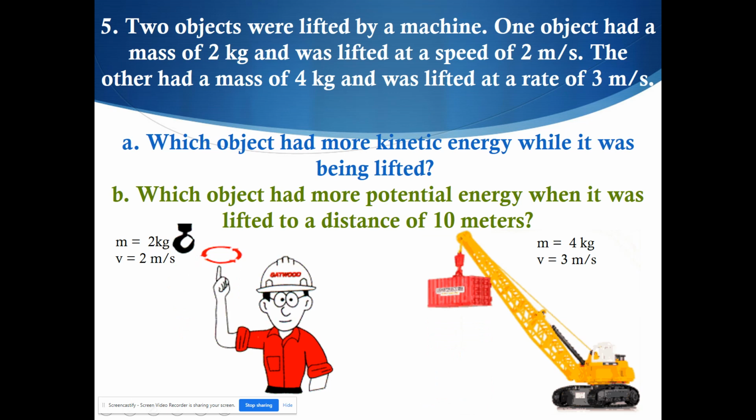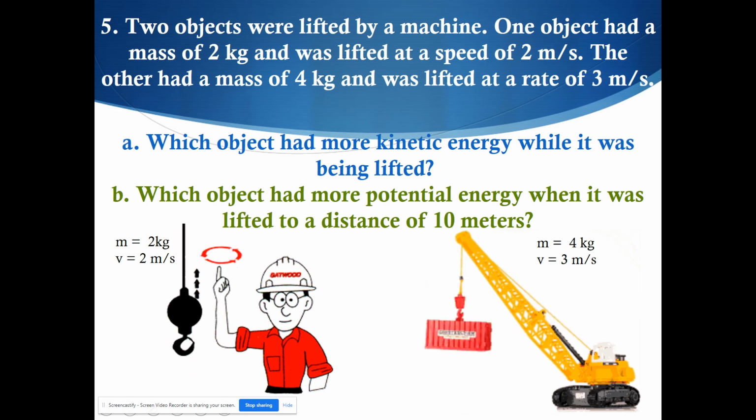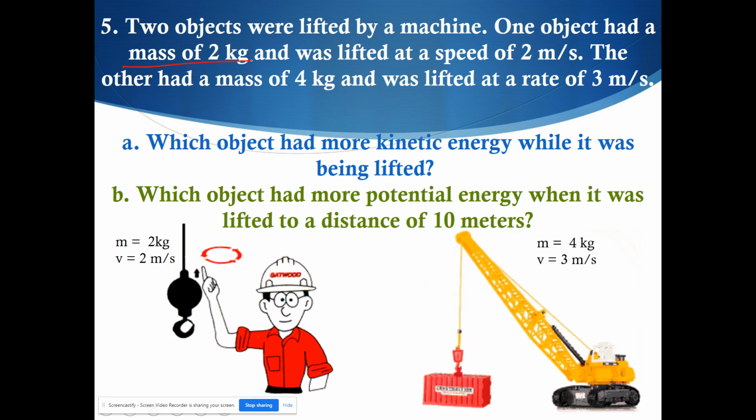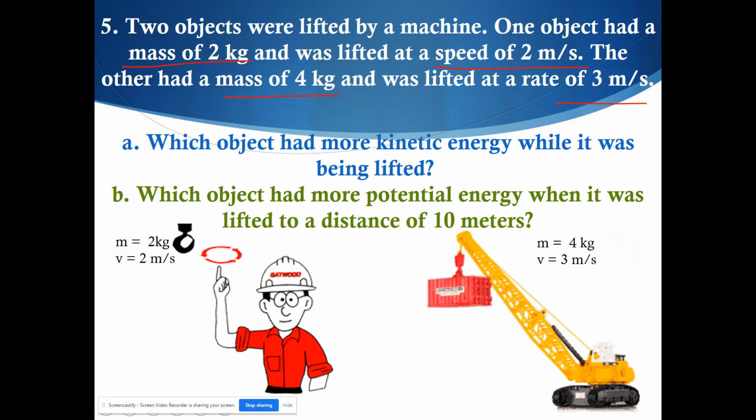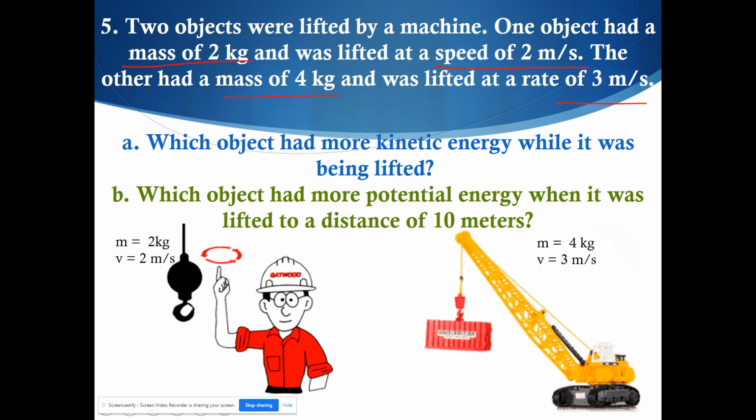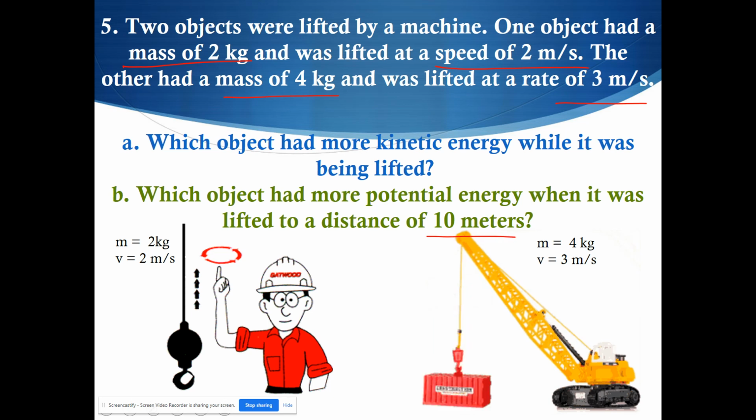All right, I've got two problems for you here. Two objects lifted by a machine. One object has a mass, and this mass you can use in both of those equations, and it's being lifted with a speed. So you can then calculate some kinetic energy. The other has a mass, and it has a rate of being lifted, a speed. So it's obvious that we can use those numbers to calculate the kinetic energy for both. And then B, which object has more potential energy when it's lifted to 10 meters?